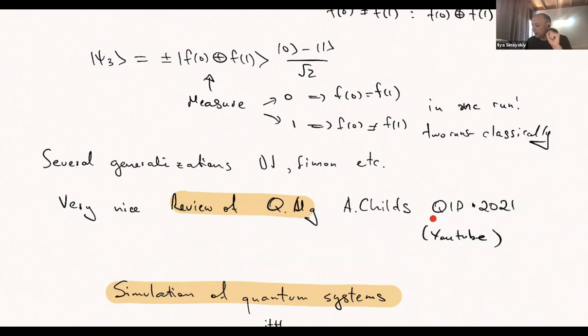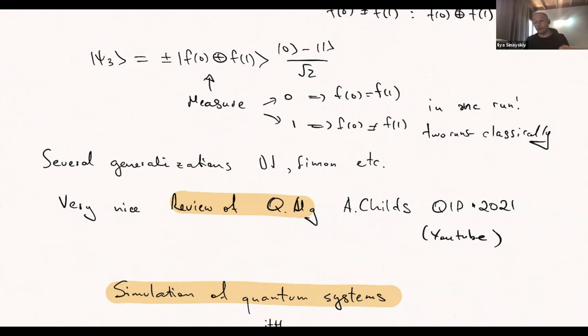It was given at QIP 2021, and it's available on YouTube. You just go to YouTube, type quantum algorithms, Andrew Childs, QIP 2021, and you will get the link. It's a 3-hour video, but on the personal site of Andrew Childs, there are also the slides for this presentation, and you can get all the references.